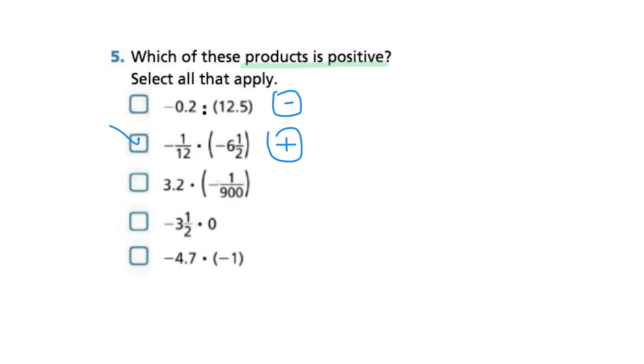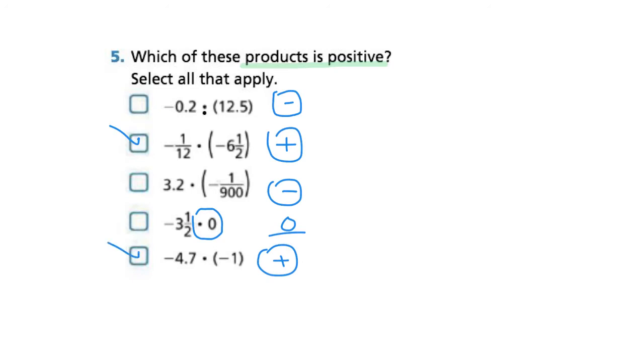Part 3, positive times negative. That will be a negative answer. That's not going to be a choice. Number 4, we end up with a negative times 0. Well, 0 is not positive or negative, and anything times 0 is going to be 0. So this is not one of our answers. And our last one, negative times negative, that also is a positive product.